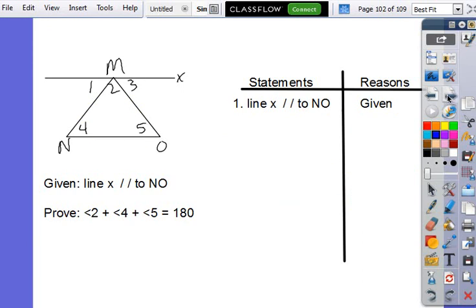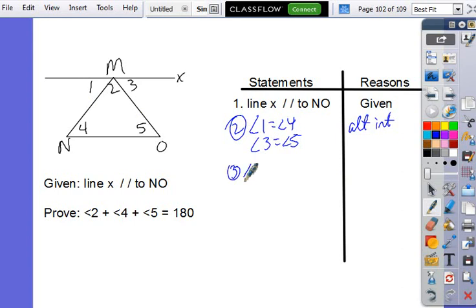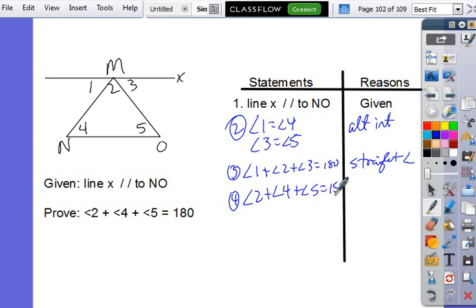All right. Which one do we want to start with? 3, 5, and 4. Angle 1 equals angle 4. Angle 3 equals angle 5, alternate interior. 1 plus 2 plus 3 is equal to 180, and that's a straight angle. I knew that step. I got that one too. I couldn't get the straight angle numbers. You do 4 and 5 and substitute.